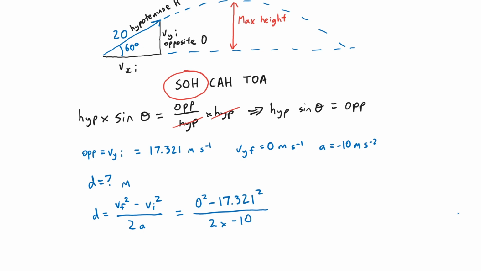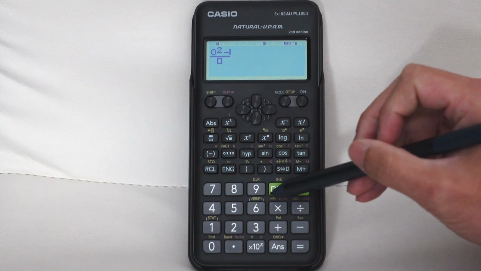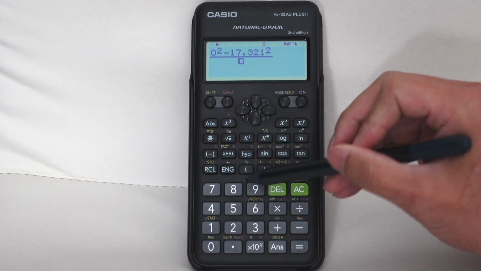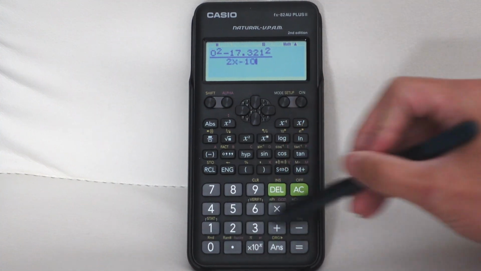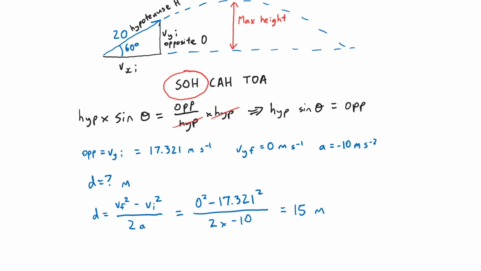Let's plug that into our calculator. Use the fraction button. 0 squared minus 17.321 squared, then arrow down or right to go to the denominator. Then enter 2 times -10. That should give you an answer of 15 meters.